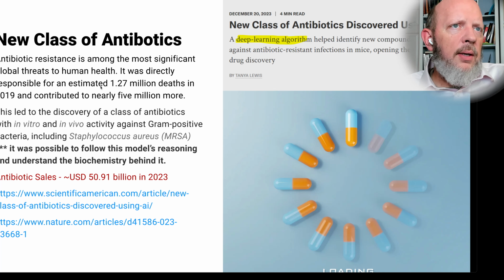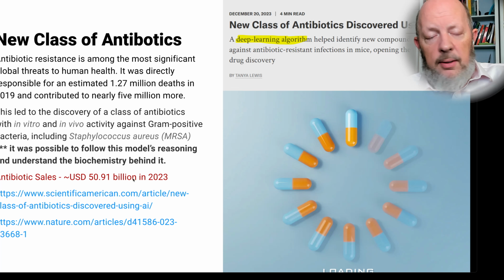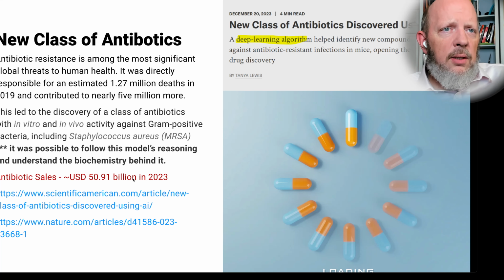So, I mean, machine learning had discovered a new class of antibiotics in a $50 billion market. Even if it only makes a small dent, it takes 2 or 3 billion. That's still a huge profit.